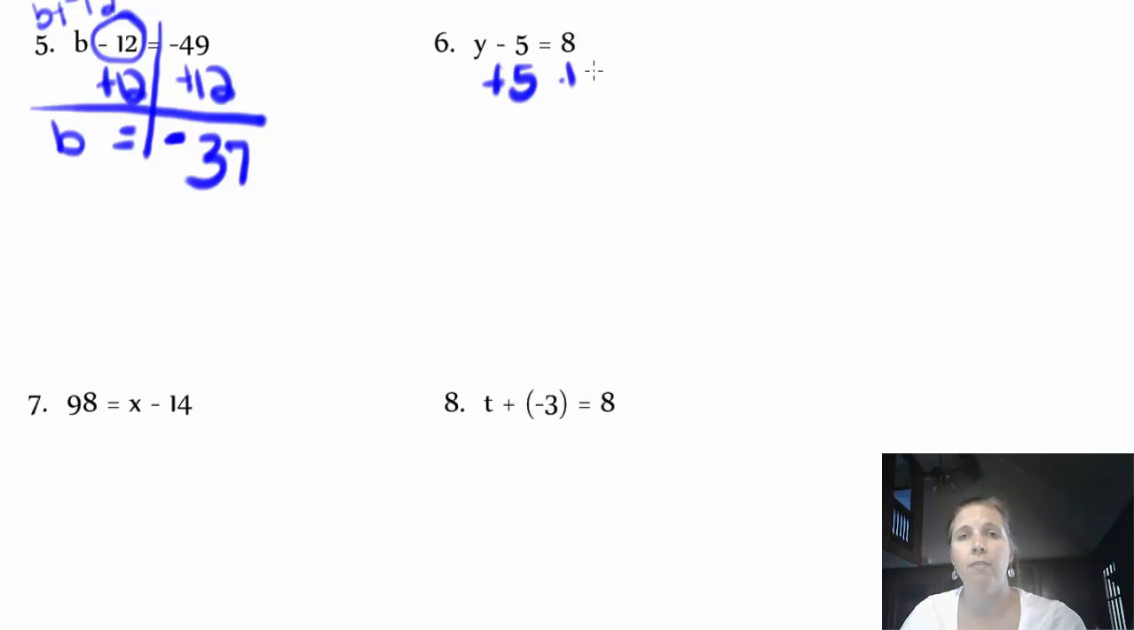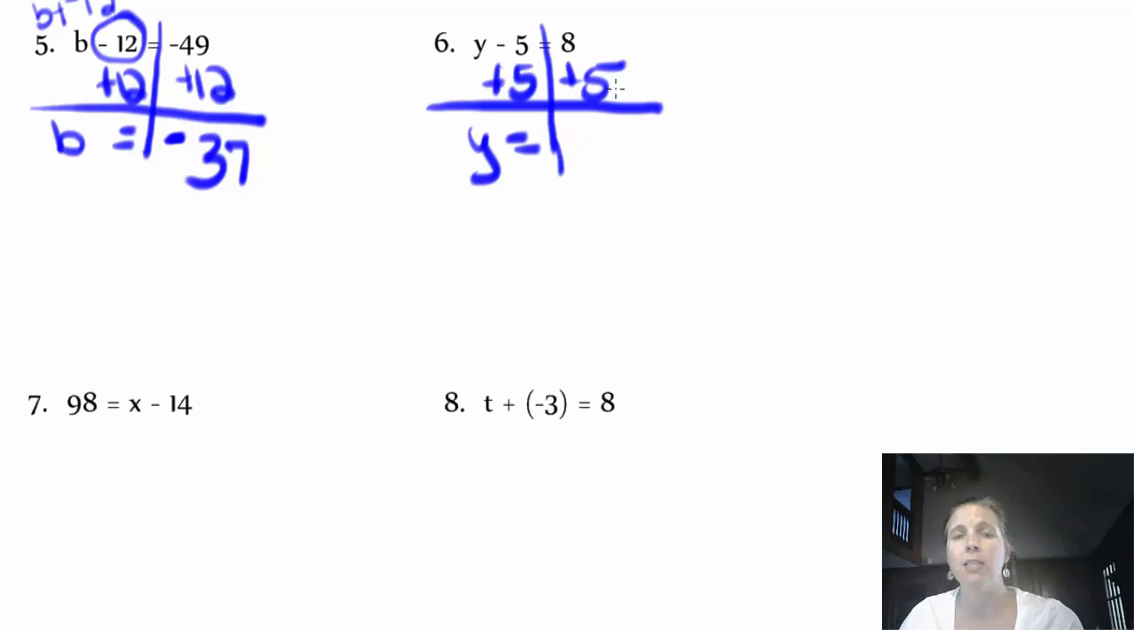Okay, so moving over here, it's y minus 5, so we're going to add 5, since it's a subtraction. Subtraction and negatives are interchangeable. You can call them whatever you want. So that becomes 0. Y equals 8 plus 5, so 13. We didn't change the value because we're adding 5 to both sides. It's just like that balance, or the scale.